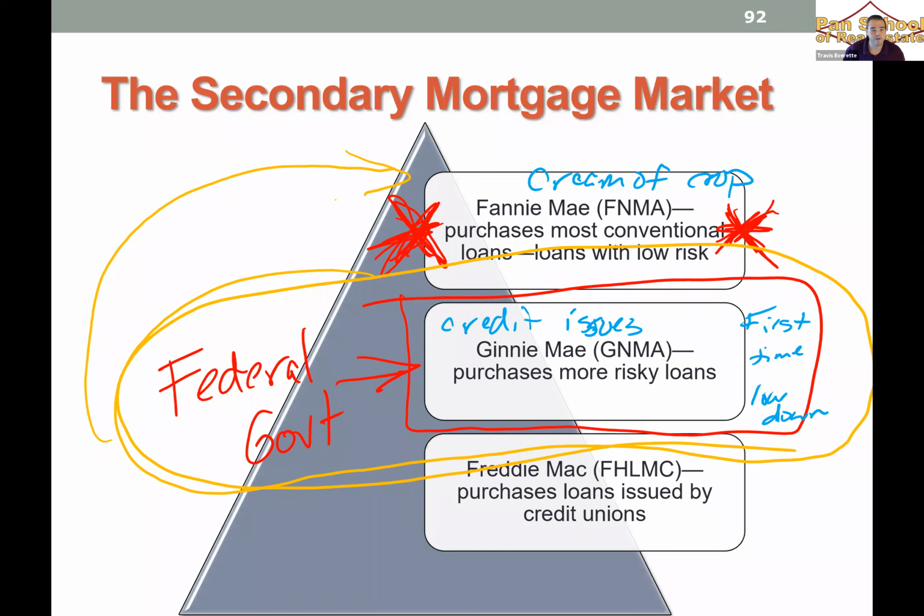Because Ginnie Mae guarantees them in the process. Ginnie Mae puts a warranty, a guarantee on these notes that they will not default. They put mortgage insurance on them.